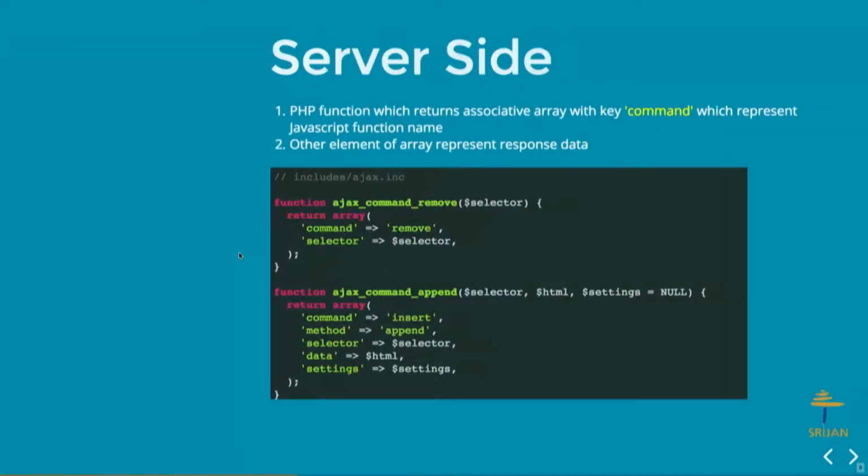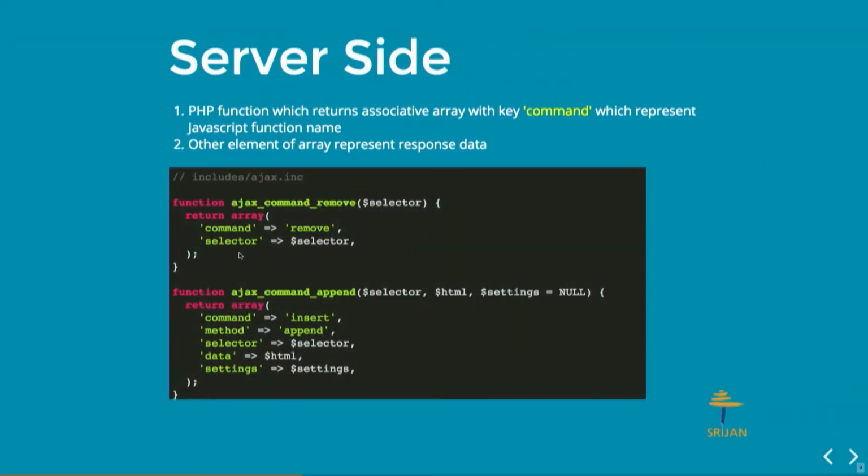From the server side, you don't need to create the JSON object manually and then pass it. All you need is a callback. Inside it is a PHP function which returns an associative array, and this associative array should have at least one key called command, which represents the function inside the Drupal.ajax.prototype.commands namespace. The other elements of that array are the data which you want to pass to this function.